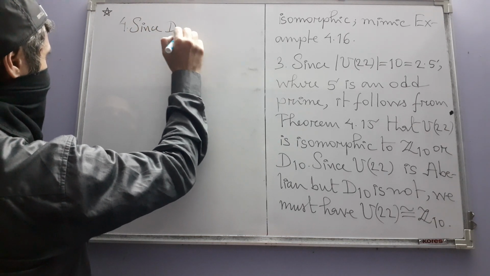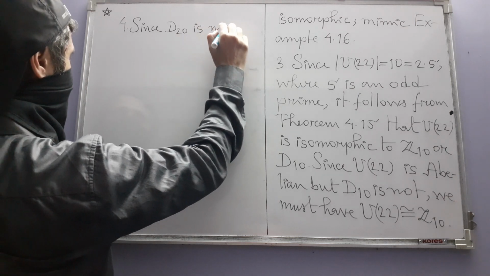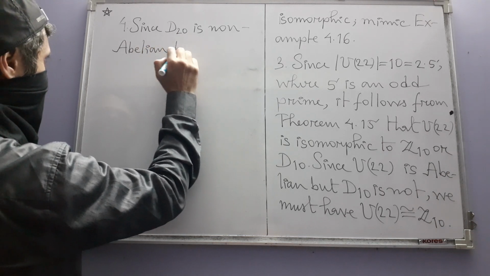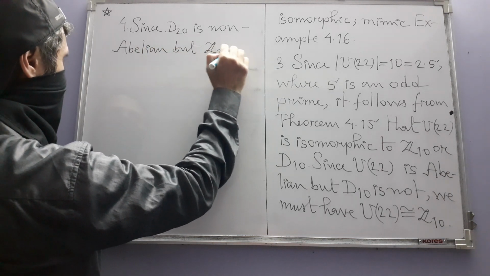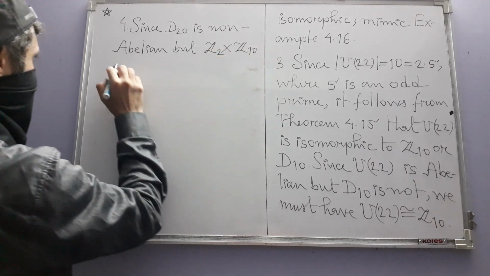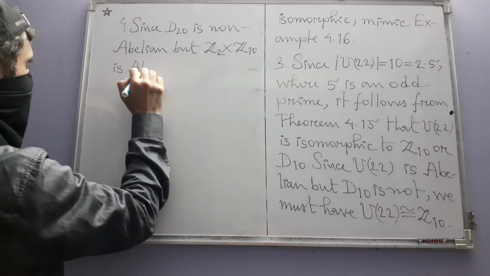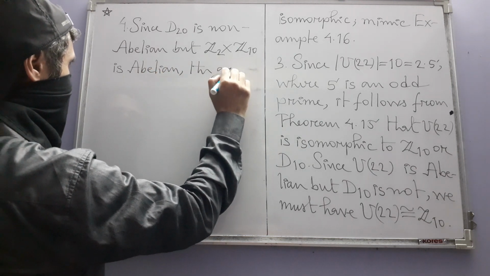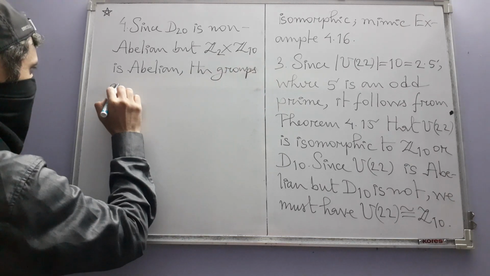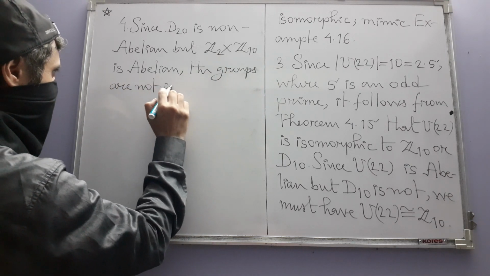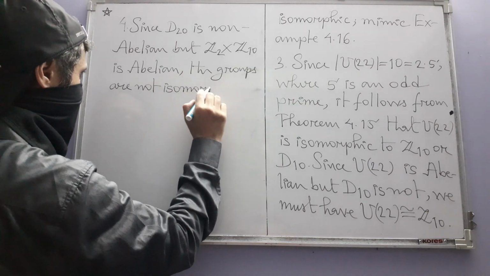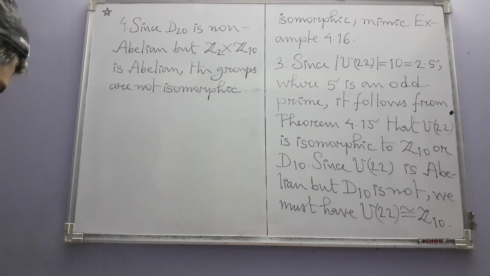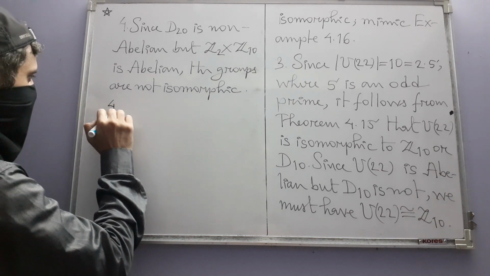Since D20 is non-abelian but this is abelian, the groups are not isomorphic. So that is the solution. And let us see one more.